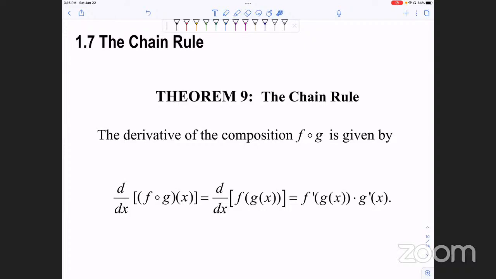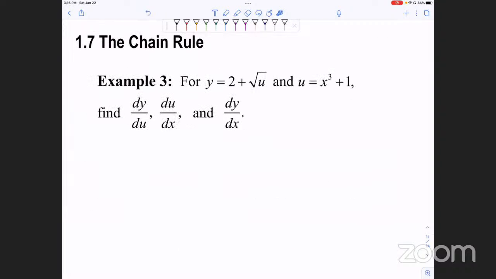The derivative of a composition is given by, so now if we take the derivative of a composition, it's the derivative of the outside function times the derivative of the inside function. So you take the derivative of f first, and then times the derivative of the inside function. So long story short, the chain rule is the derivative of the outside function times the derivative of the inside function. Let's try a few examples.